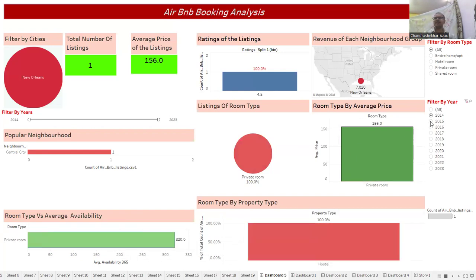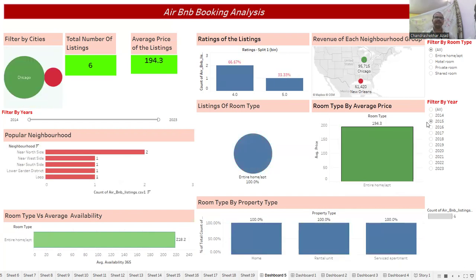If we talk about the year 2015, the total number of listings is 6, and the average price here is 194, and all the room types are entire home apartment, and the average price here is 144. The popular neighborhoods are Near North Side, Near West Side, Near South Side, Lower Garden District, and Loop. These are the most active neighborhoods present in the city.